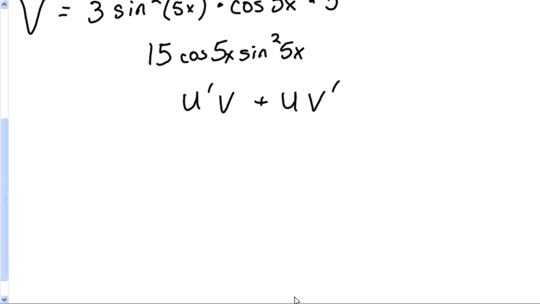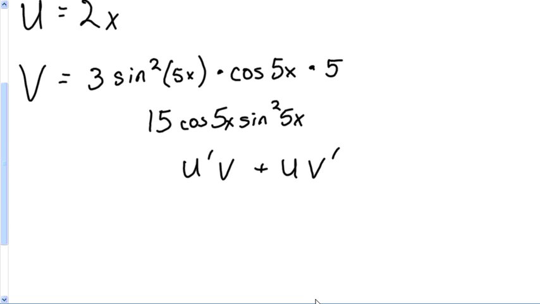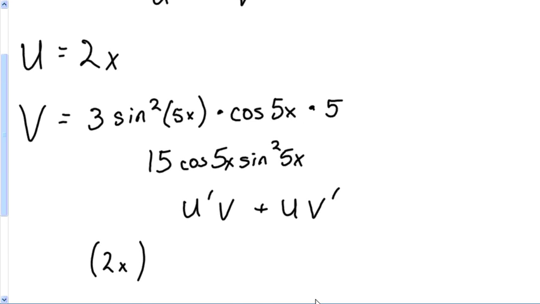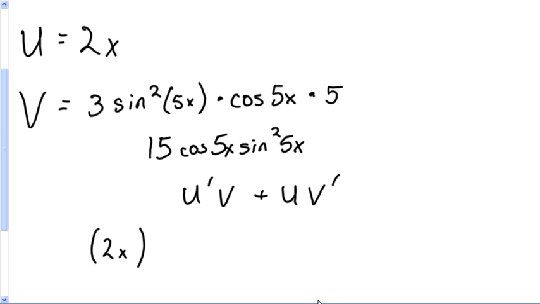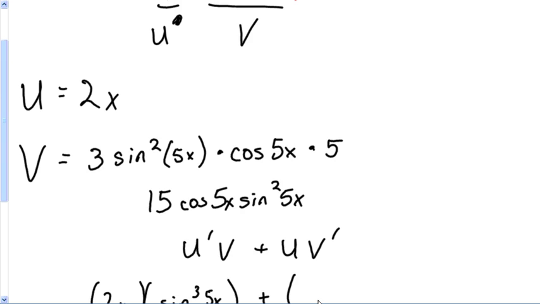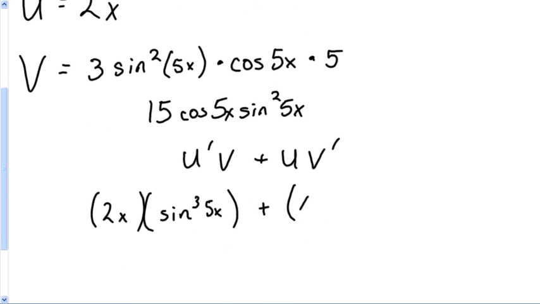Anyway, let's see if we can't fill this in. U prime is, we said 2x times v, which v was sine cube 5x, plus u, which was x squared, times v prime, which, this is horrible. V prime was 15 cosine 5x sine square 5x.